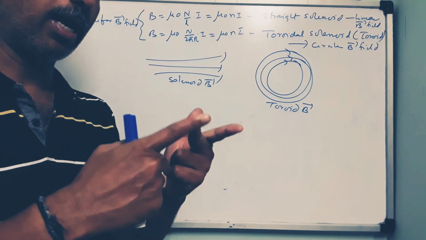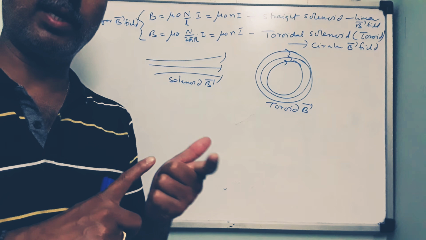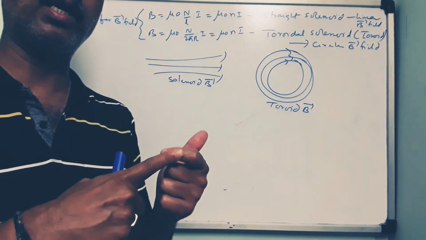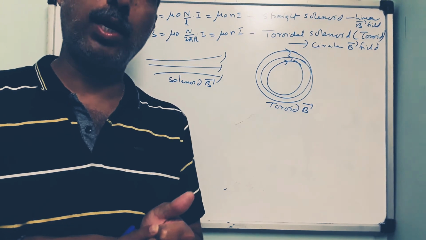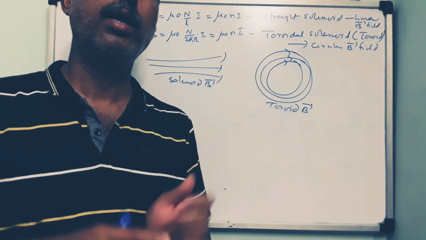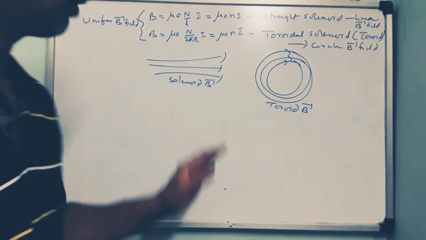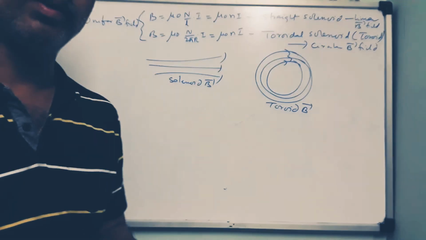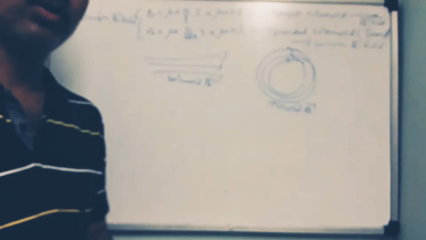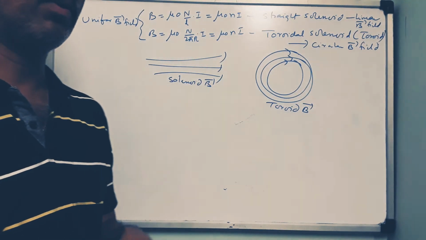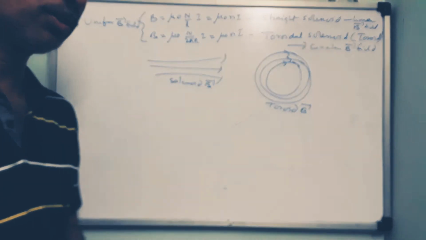Second part is we calculated the magnetic field due to a straight solenoid, and we also calculated the magnetic field due to a toroidal solenoid, or simply a toroid. Okay, so some simple numericals will be asked on the basis of solenoid and toroid. Every data will be available. Simply, what you should do, you have to use the formula.